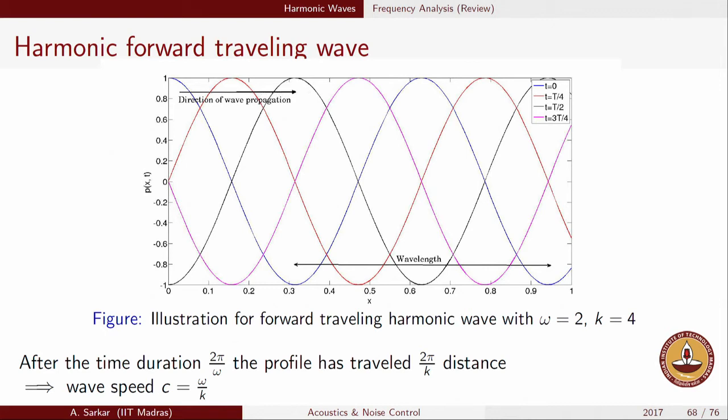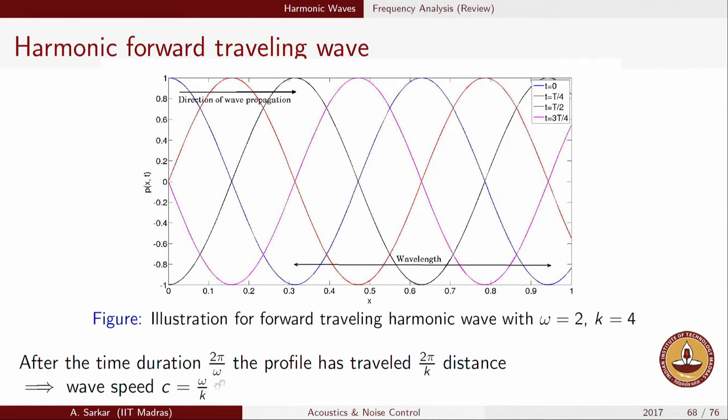But please note that at each instant of time there is a periodicity associated with the response, whether you talk at t equals 0, or at t equals T by 4, or at t equals T by 2, or finally at t equals 3T by 4. Every time you do get a repetitive plot, and this repetition in space is going to be called the wavelength.